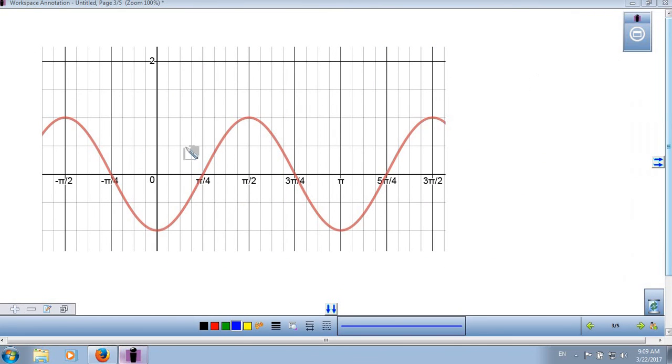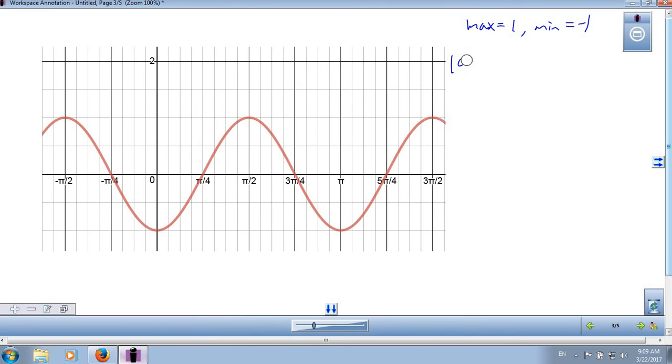Okay, so take a look at this. As you can see, there are several things we can do. First of all, we want to identify the maximum value. So what's the maximum value? It looks like 1, and the minimum value looks like -1. So we want to identify our a, the amplitude.